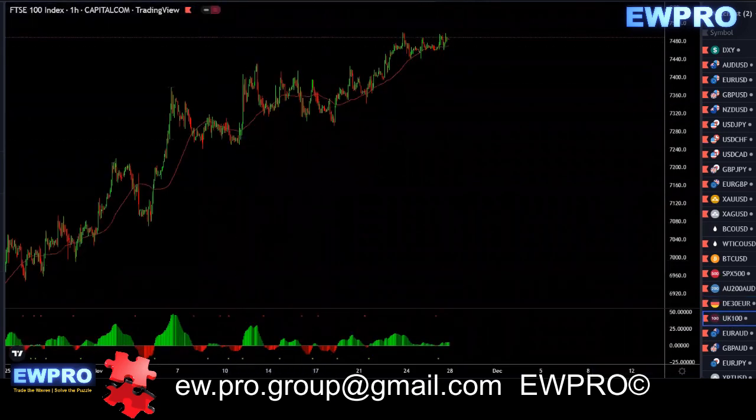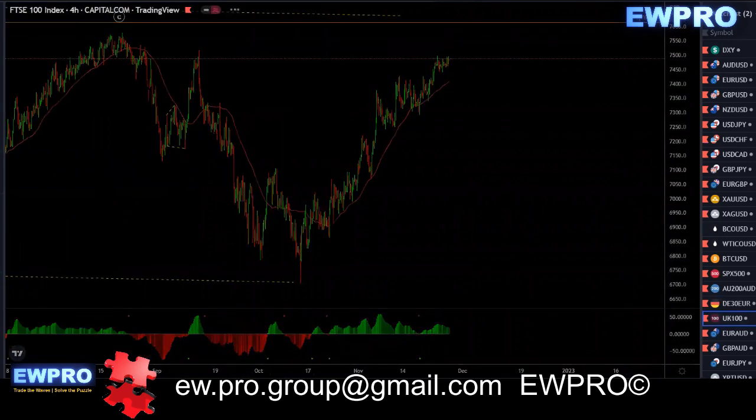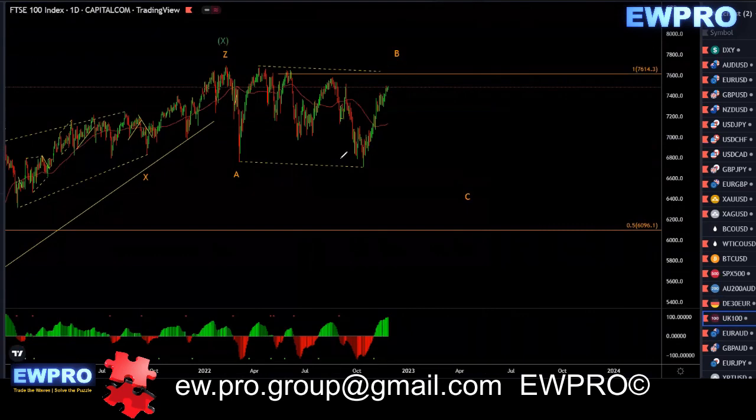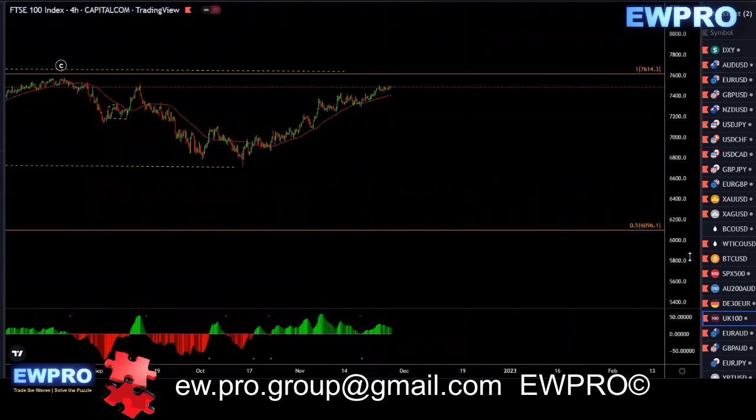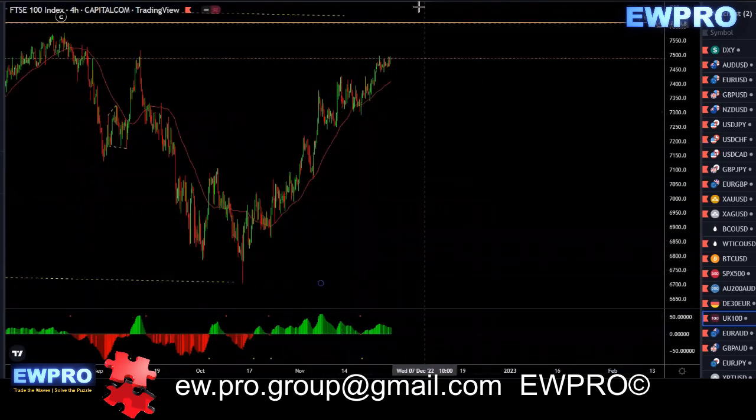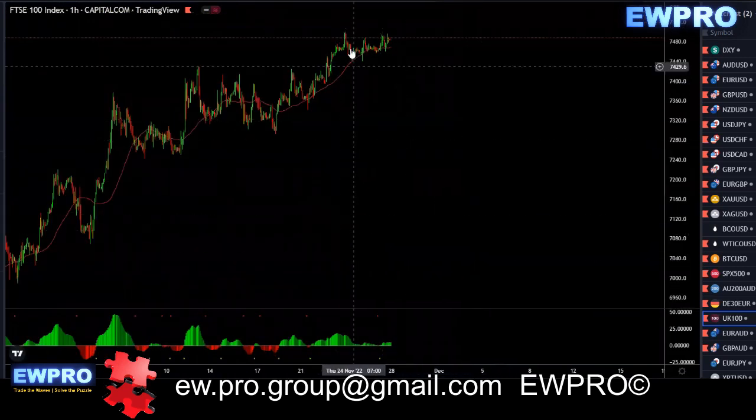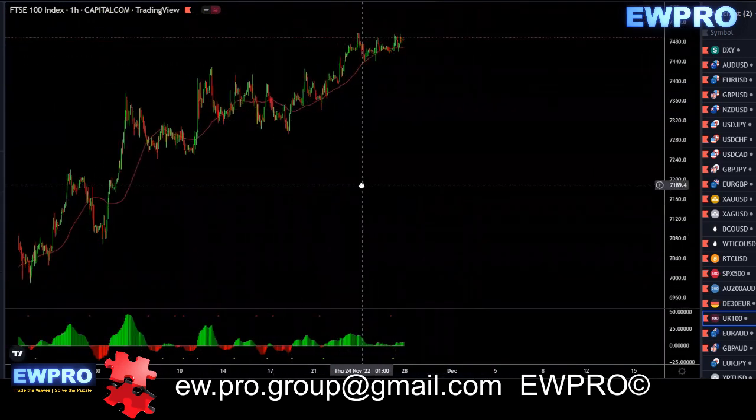The FTSE, very similar. If I just go to the daily. So this one here, we haven't quite got to that 100 fib yet, but I'm looking for an A. All this is B, and I'll be looking for that C down. On the H4, we do have bearish divergence on this one. So any sell setup that you get, don't miss the sell. On the H1, again, we're starting to get even more bearish divergence.